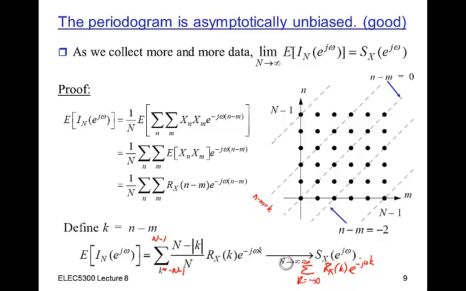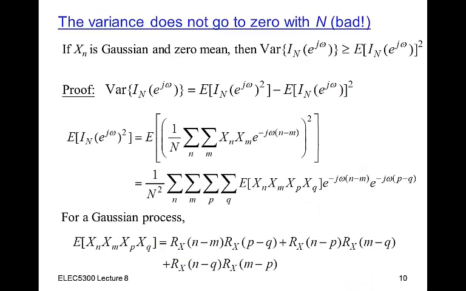So asymptotically, the expected value of our estimate gets closer and closer to the thing that we're trying to estimate, and that's good. So that suggests that the more data we have, the better. We'd also like the variance to go to 0 as n goes to infinity. Unfortunately, that is not the case.